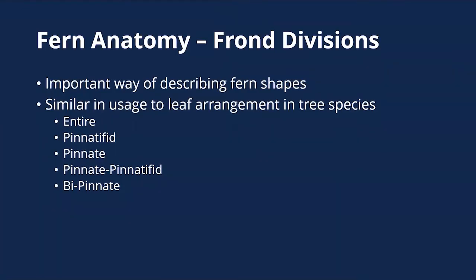Another important characteristic is the way that the fronds are divided. This is a lot of detail, but it's really important because we describe ferns this way, kind of like leaf arrangement on a tree. We want to know if the leaves are opposite or alternate, whether they're compound or simple, and whether they're pinnate or palmate. That's kind of fern or tree ID. This is similar, and we use this basic frond division to describe ferns and identify them.